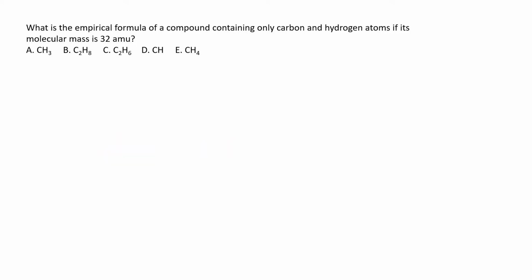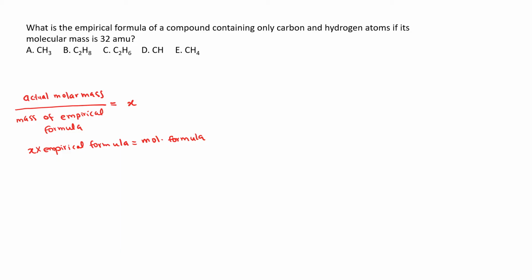What is the empirical formula of a compound containing only carbon and hydrogen atoms if its molecular mass is 32 AMU, atomic mass units? If you are given a molar mass and an empirical formula, let's break this down one by one. You are going to get your actual molar mass, which is given as 32, and you can calculate the mass of your empirical formula, and you are going to get a ratio.